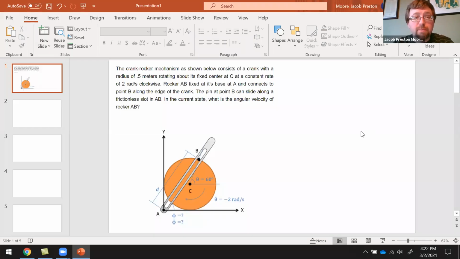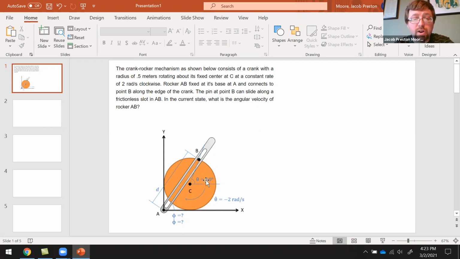Hello, for today's worked example, we are working with this crank rocker mechanism. The way this works is point A is fixed, point C is fixed, and point B is attached to the edge of this crank, which is going to be moving around in a circle. As this moves around, it can slide in a slot on AB, which means AB is going to rock back and forth to account for the rotation. So this is a way to get intermittent motion out of a continuous rotation mechanically, at least.